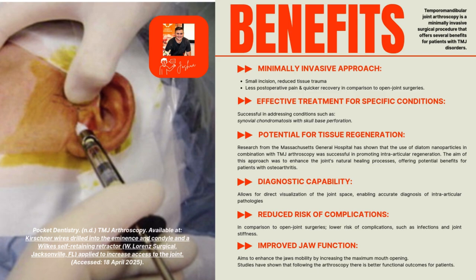Diagnostic capability. TMJ arthroscopy allows for direct visualization of the joint space, enabling accurate diagnosis of intra-articular pathologies. Reduced risk of complications. In comparison to open joint surgeries, arthroscopy is seen to have a lower risk of complications, such as infections and joint stiffness. This is due to its less invasive nature. Improved jaw function. The TMJ arthroscopy aims to enhance the jaw's mobility by increasing the maximal mouth opening. Studies have shown that following the arthroscopy, there are better functional outcomes for patients.